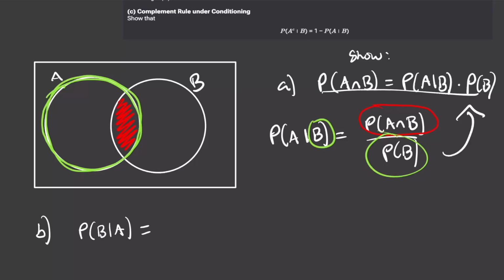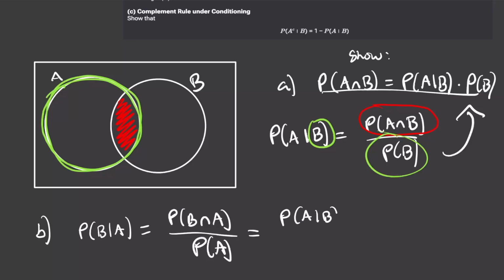So we know that this is just the definition of conditional probability, the intersection of B and A divided by the probability of A. We literally just showed in part A that the probability of A intersection B was equal to the probability of A given B times the probability of B, and then we're just going to take that over the probability of A. So that's how easy it is to prove Bayes' theorem.